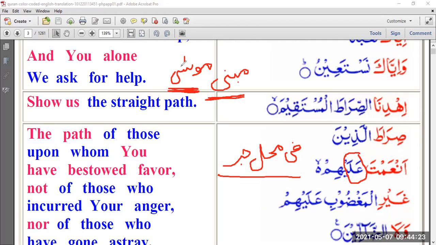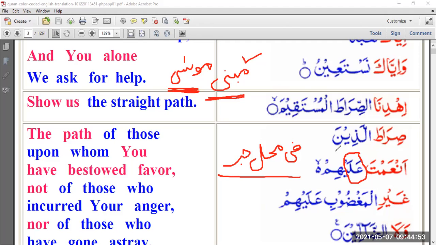So it cannot be pronounced in any other way, right? Either it's rafa, nasab, or jar, we say it's Musa only. Non-flexible. So these types of nouns which never change their harakats are called in Arabic mabni. When we use it in English, we say non-flexible. So whom, all the pronouns, they are mabni. They never change.